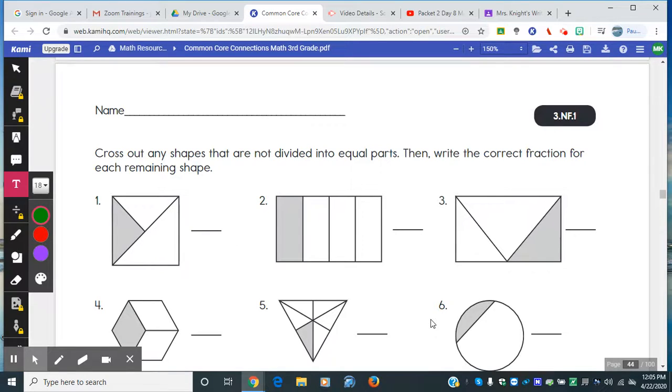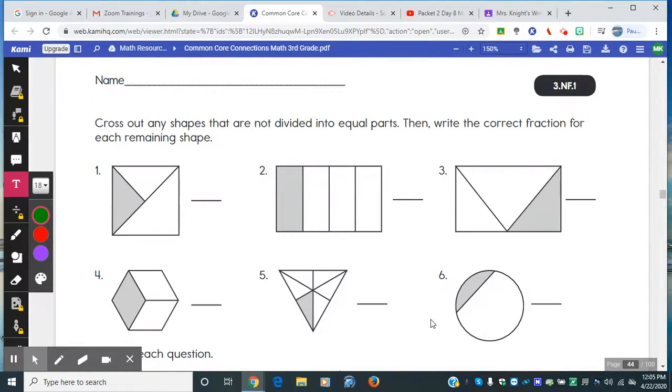Hopefully you watched the 2 other videos that I linked in Google Classroom and got a little bit of an introduction to fractions. But in case you haven't, fractions are how we label the pieces of things. And rule number 1 about fractions is the pieces need to be equal. So in that case, we have some problems going on here. Some of these show fractions, but some of them don't because they're not divided equally.